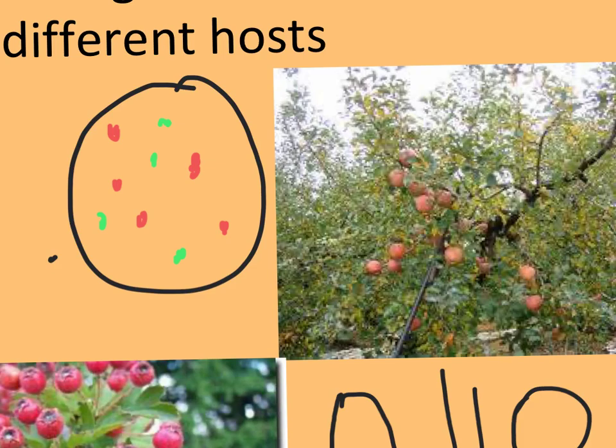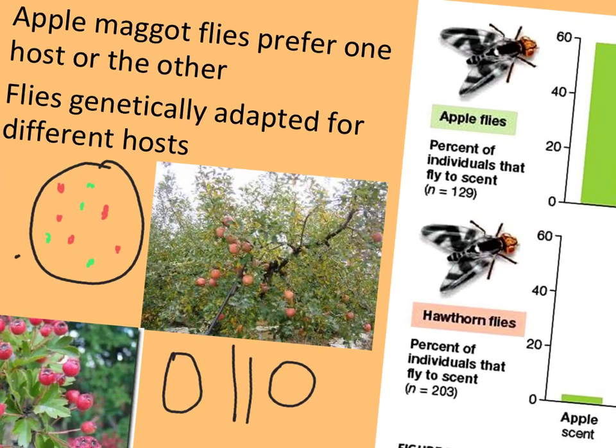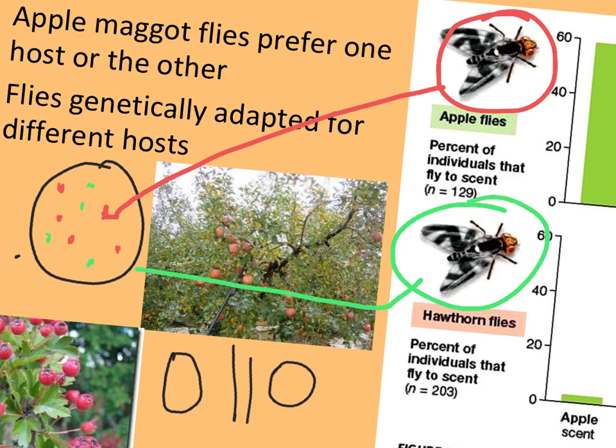And in the life cycle of these flies, the apple flies only lay their eggs and have sex and do everything else on apples. They never go to the hawthorn. And then the hawthorn flies are the same way. So in a sense, they're using the habitat completely differently, even though they're all in the same place.